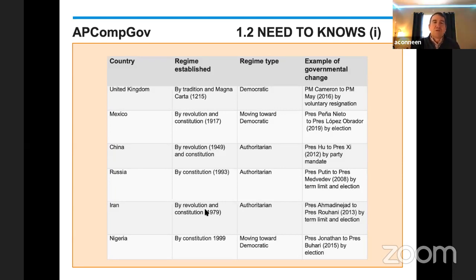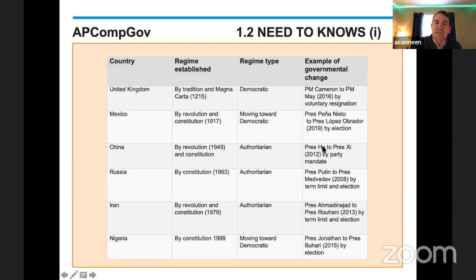So I've been talking a little bit more about the United Kingdom today, and that's where that regime was established going back to the Magna Carta. And certainly the most current government change I have listed on the chart is from David Cameron to Theresa May in 2016. And the most current would be from Theresa May to Boris Johnson, which happened just this fall of 2019. That would be an example of a government change. Or the most recent government change in Mexico, that date should actually be 2018, was when Peña Nieto stepped down because of term limits in 2018 to President Lopez Obrador.